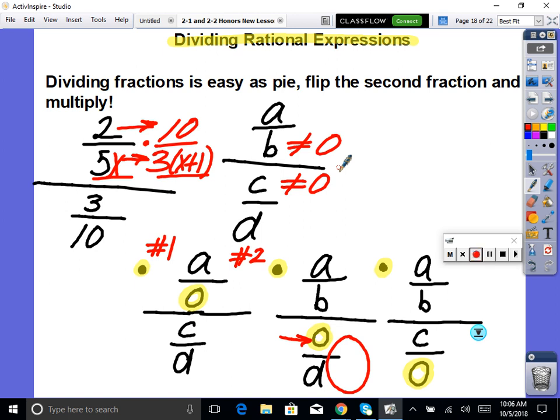Now case number 3. A divided by b divided by c divided by 0. Uh-oh, we can't divide by 0. So also d cannot equal 0. So with division, not only do we have to restrict the denominator, we have to restrict every piece except for the very top corner. So in this one, the one that we wouldn't restrict would be the a. We restrict every other piece, which is different than multiplication, right? Okay.